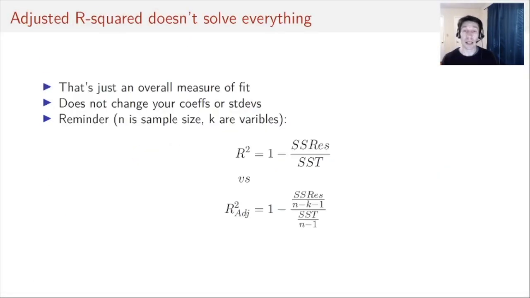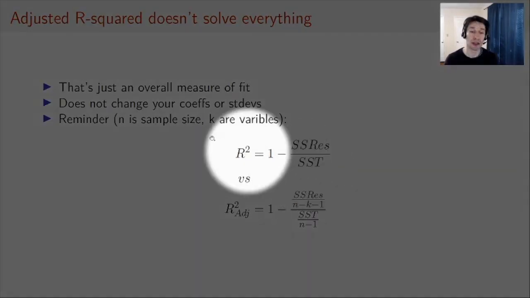Now, some of you might say, wait a second, don't we just use adjusted R squared when we are worried about having put too many coefficients into our regression? Yes, that's true. Use adjusted R squared to compensate for the fact that we've added more variables. However, adjusted R squared is just an overall measure of the fit, but it doesn't actually change your coefficients. It doesn't actually change your standard deviations or anything like that.